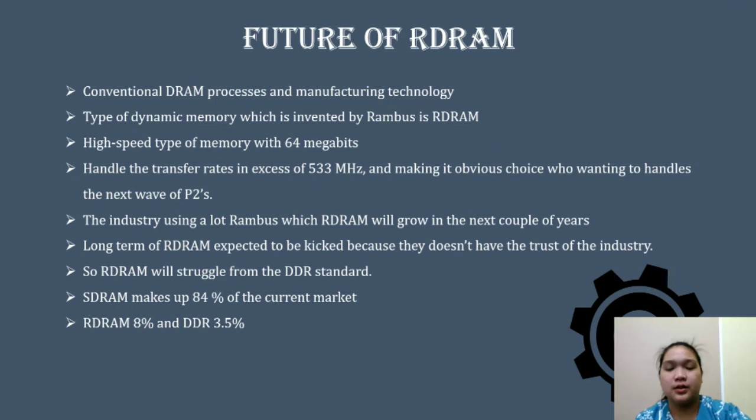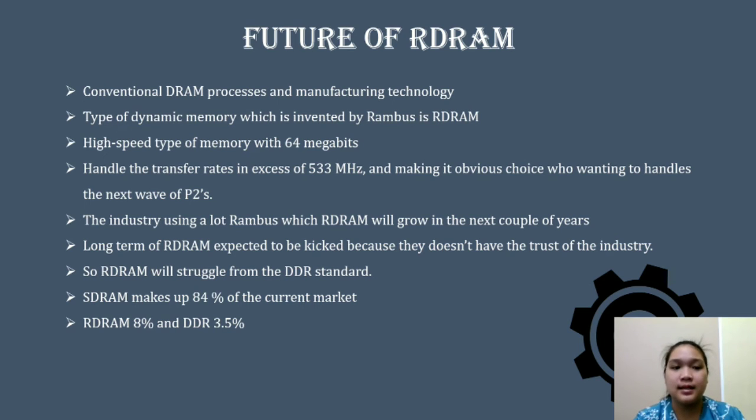Okay, the next is the future of memory. First is conventional DRAM processes and manufacturing technology. RDRAMs use conventional DRAM processes and manufacturing technology. Second is the type of dynamic memory invented by Rambus, which is RDRAM. Rambus designed this new type of dynamic memory, which is also known as DRAM.